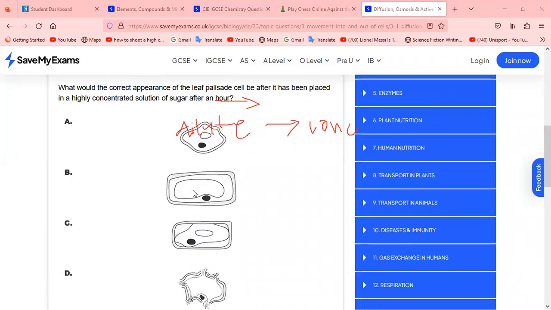The answer cannot be D because it has a cell wall, and cell walls cannot just burst like that. It can't be B because the water will move out, not in. The answer can't be A because the cell wall gives support to it. So it's C.